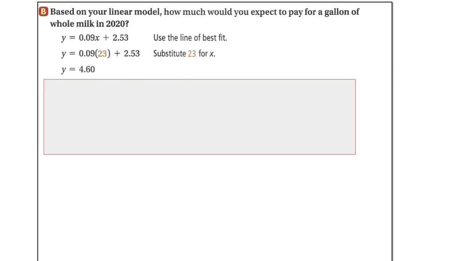Just a little bit of foreshadowing, that's called extrapolation. When you're trying to predict a value that's way outside of your data set, that's called extrapolation, and we are always cautioned to not do that.